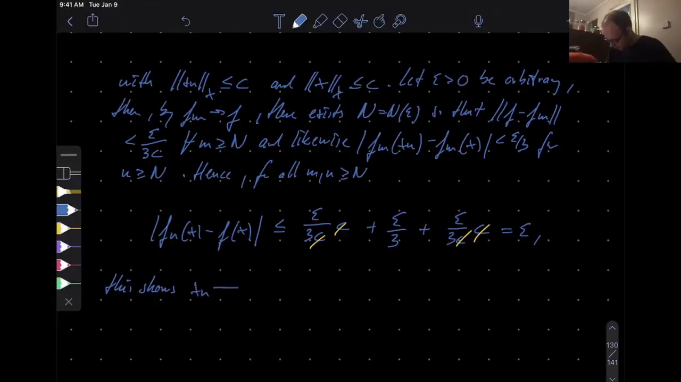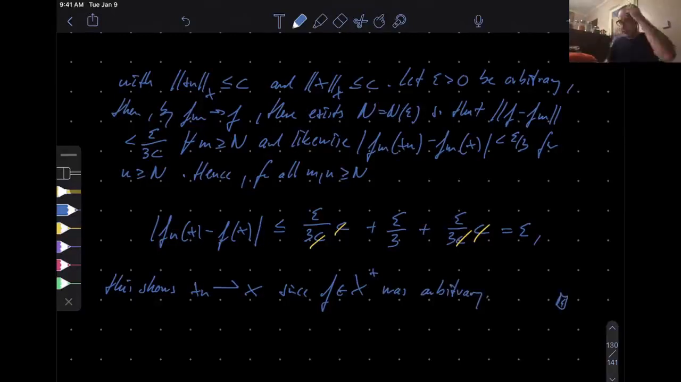This shows xn goes weakly to x, since the bounded linear functional was arbitrary. Okay, and that completes the proof of this.